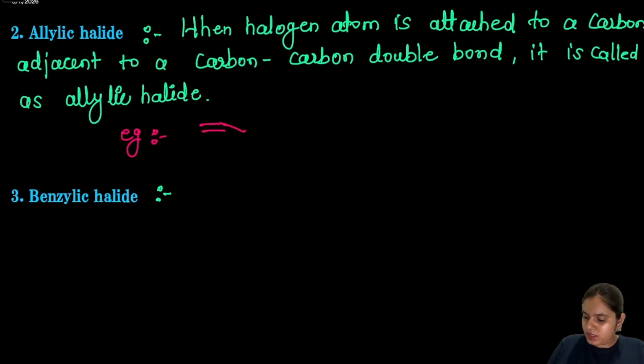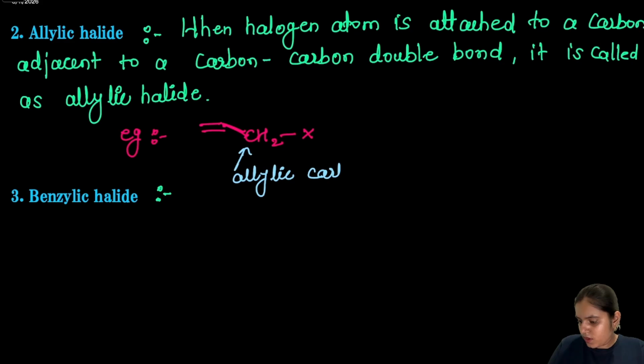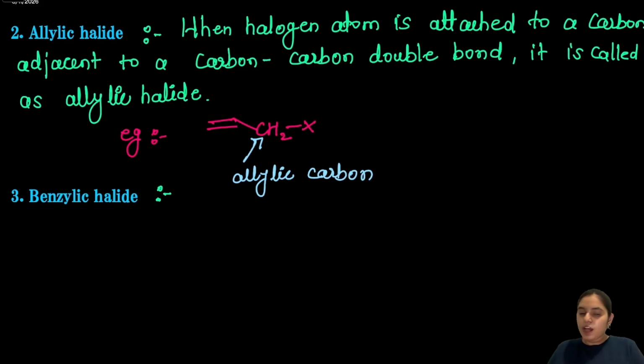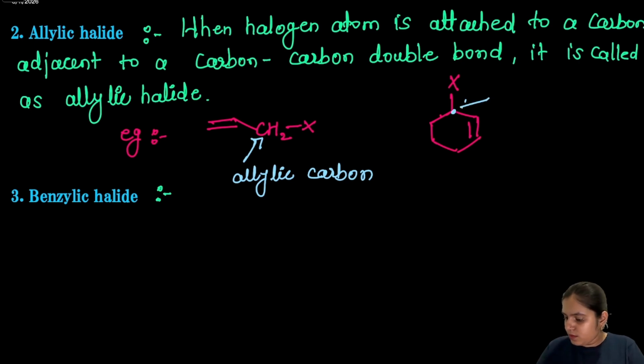Allylic carbon means CH2X. Okay. So this carbon is allylic carbon. An example of allylic halide is X. So this carbon, next to the carbon of the double bond and bearing the halogen atom, is called the allylic carbon.